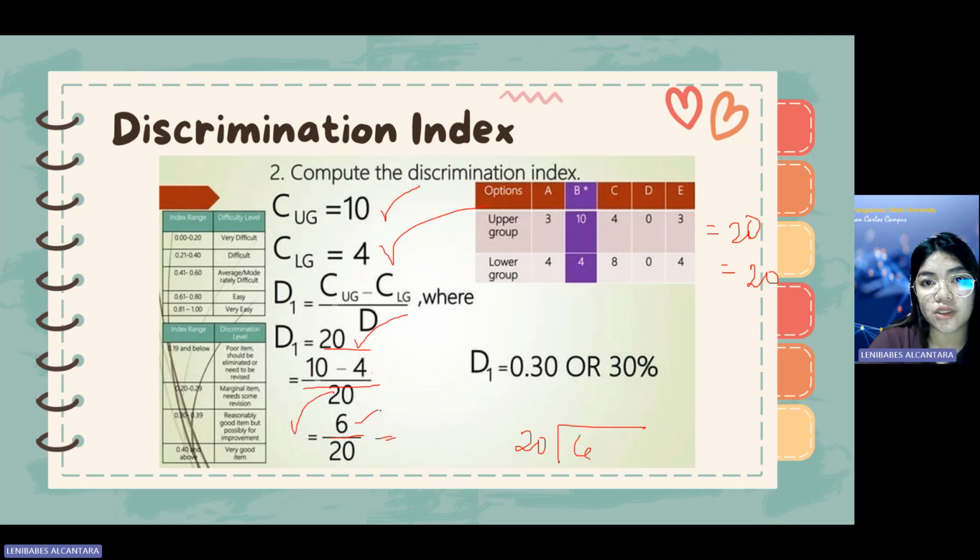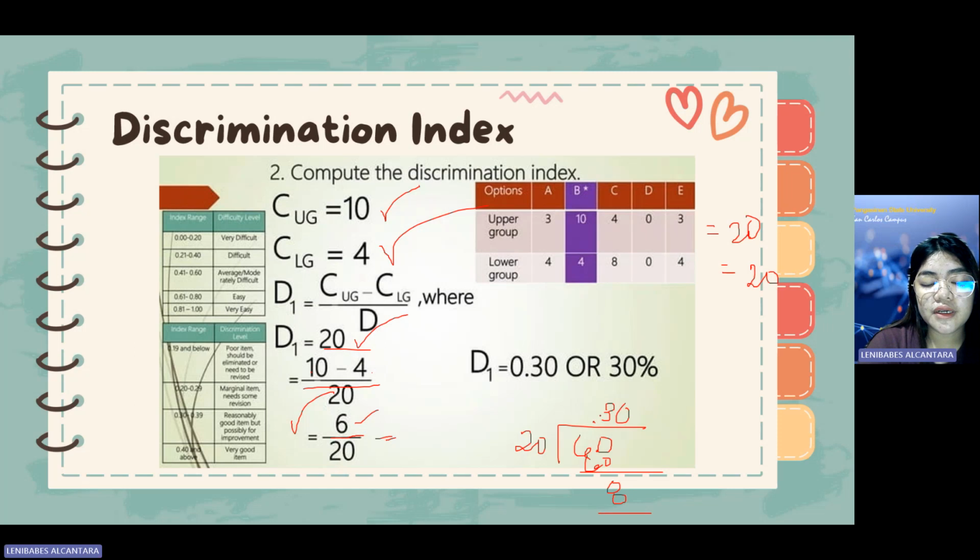Kung ano yung nasa numerator, yun yung nasa loob. Kung ano yung nasa baba, nasa labas. Okay? So, of course, di natin kayang kunin ang 20 sa 6. So, you're gonna put 0 and you're gonna put decimal point. 60 divided by 20. So, that's 3, right? 3 times 20, that's 60, and 0. So, 0 times 20, that's 0. So, ayan na.